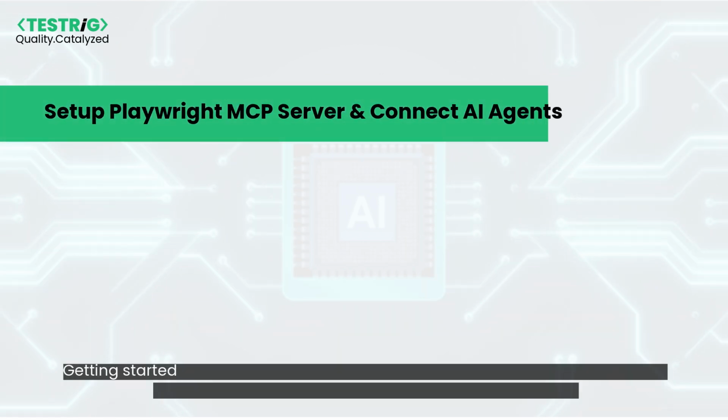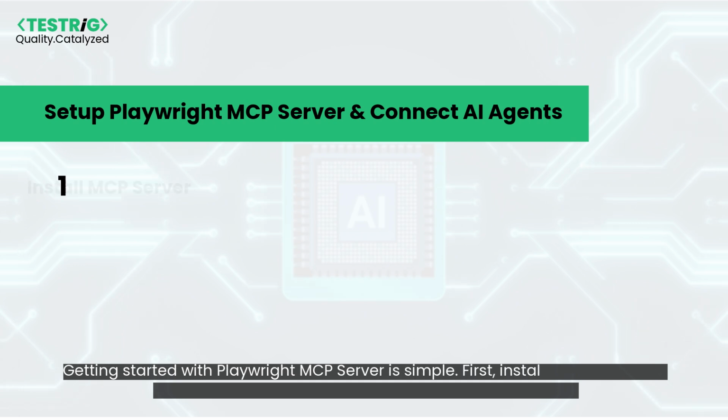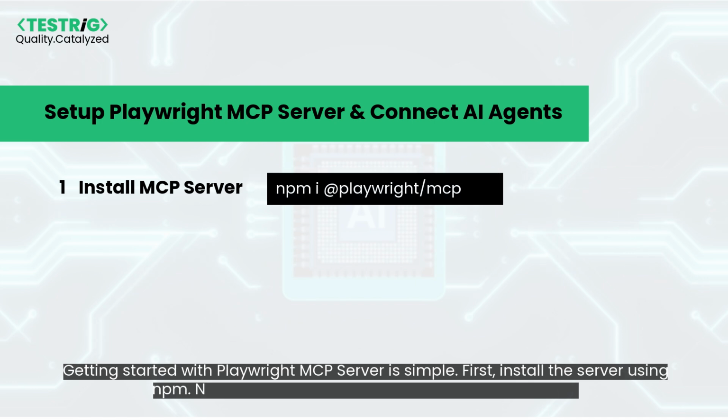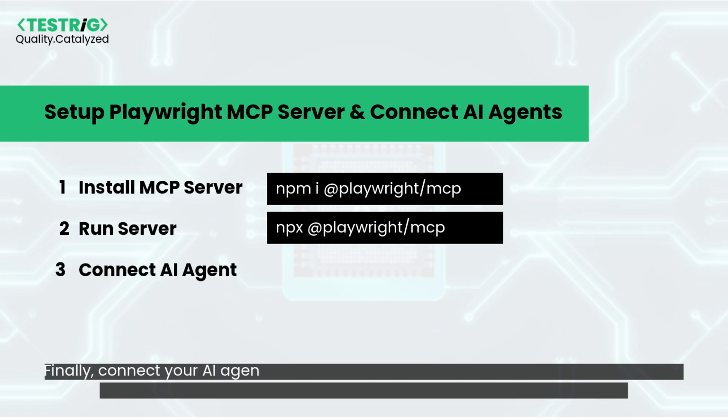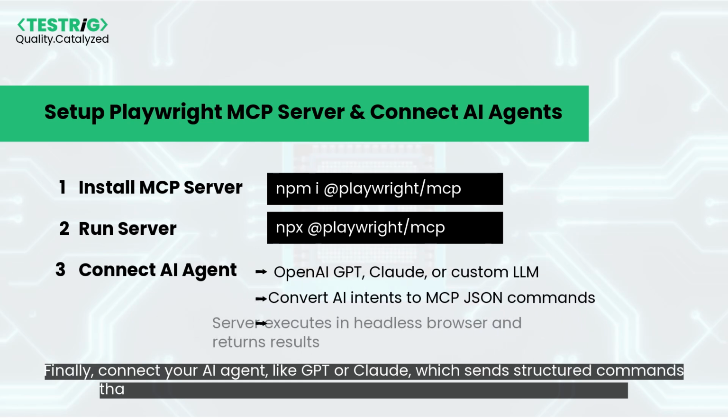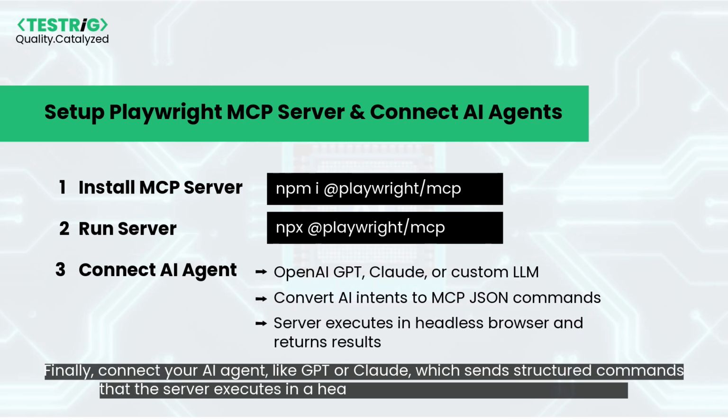Getting started with Playwright MCP Server is simple. First, install the server using npm. Next, run it to spin up a browser controlled via MCP. Finally, connect your AI agent, like GPT or Claude, which sends structured commands that the server executes in a headless browser and returns the results.